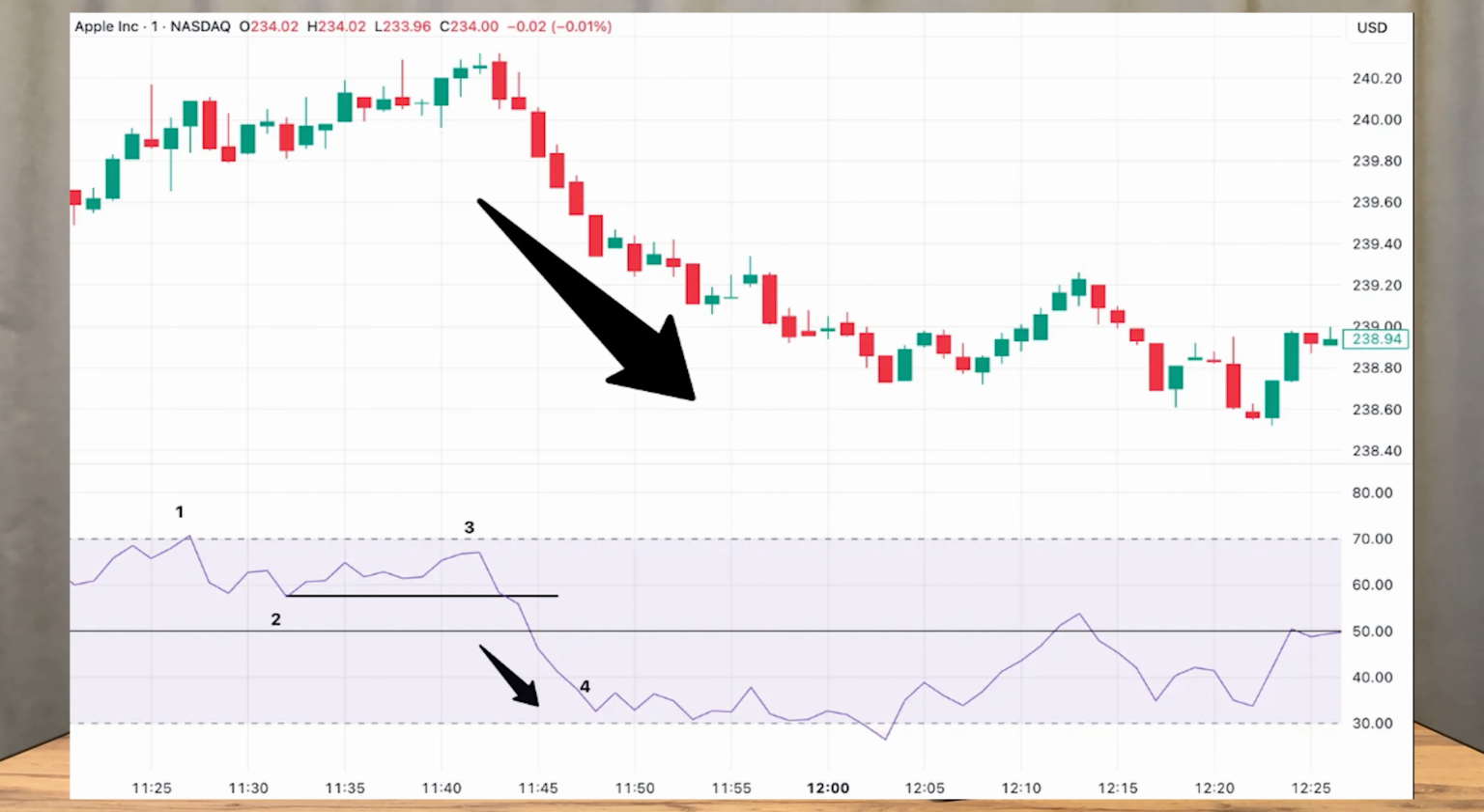RSI moves above 70, then drops back below 70 and makes another push up but fails to return above 70, and then breaks below its previous local low. That's the trigger.